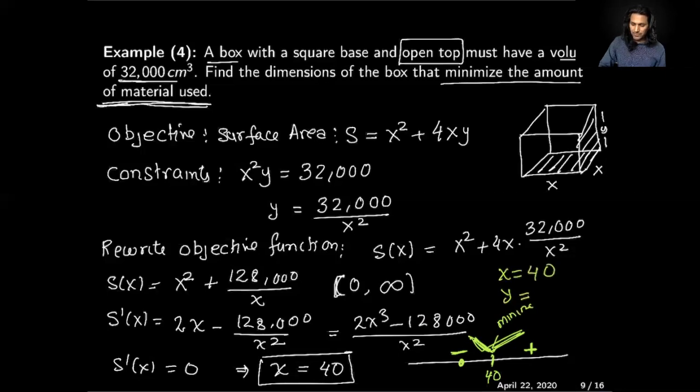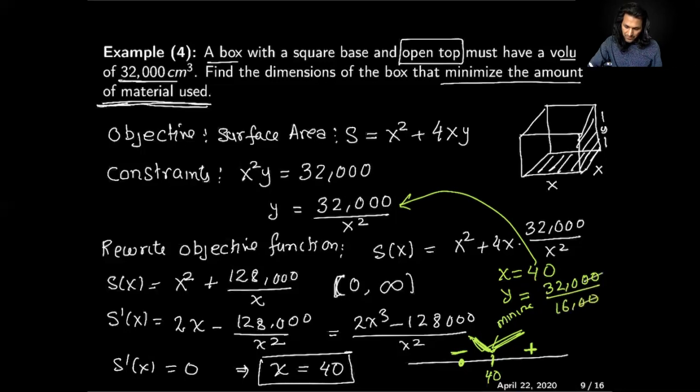If you plug x is equal to 40 into your y value, you get y is equal to 32,000 divided by 40 squared, which is basically 20. So the dimension of this box is 40 times 40 times 20.